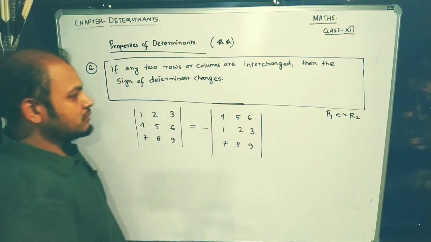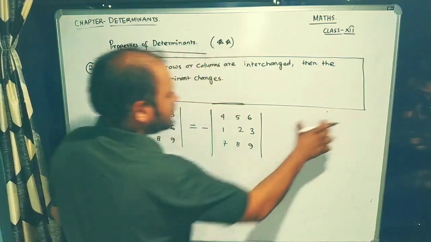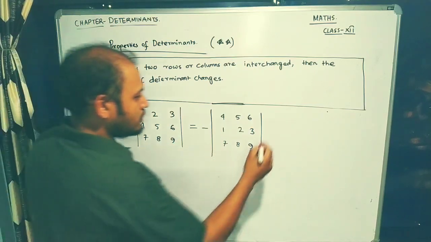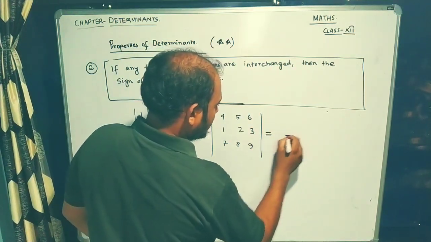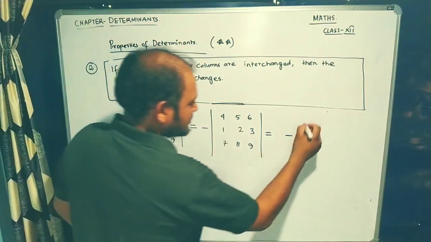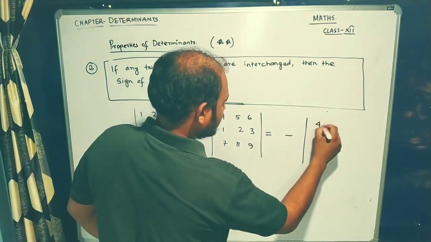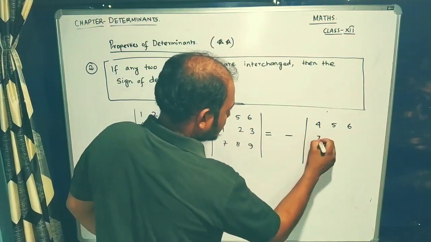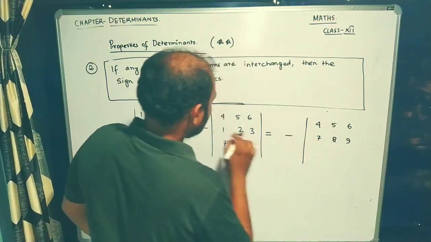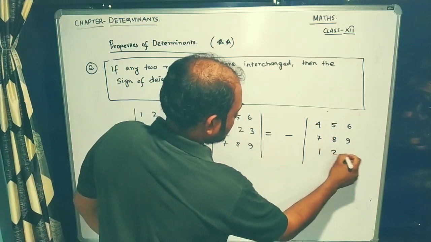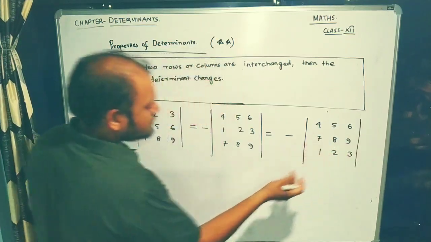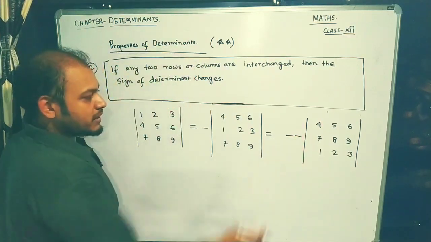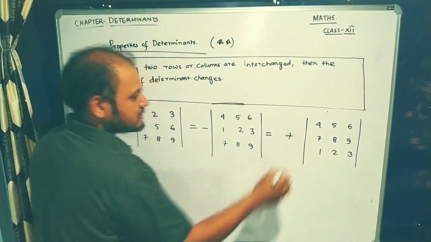Okay. So now in the next case, what will we do? I will change this one to this position. So what will happen? It is already minus now. After changing this, 4, 5, 6 will be remaining here. Then 7, 8, 9 will come in the second position and 1, 2, 3 will go into the third position. Then due to this interchanging property, there will be another minus here. So minus minus becomes a plus.